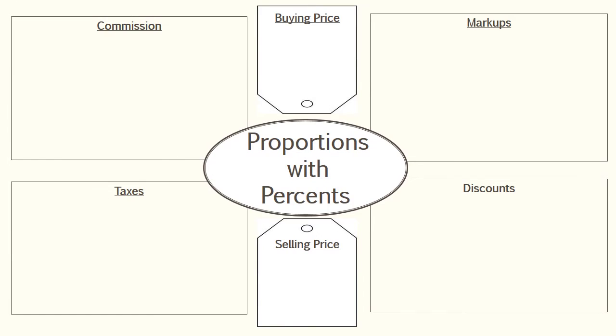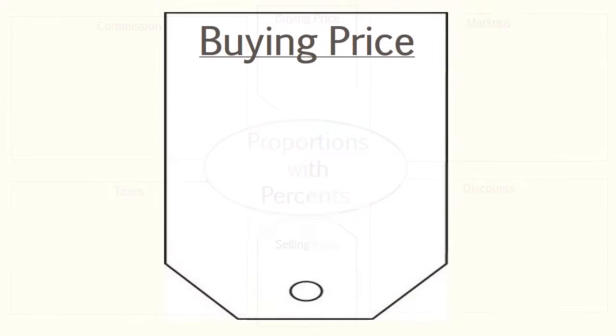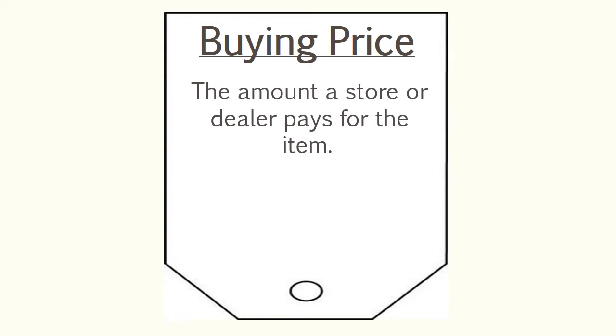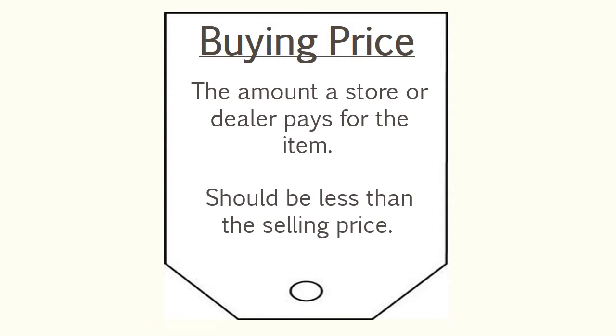It looks like this. We're going to start at the top middle with the buying price, which is the amount a store or a dealer pays for an item, and it should be less than what they sell it for. So if you think of the store here, if we're talking about Target, Target has to buy things in order to sell it in their store. So they might buy a CD for $5, and that would be the buying price.